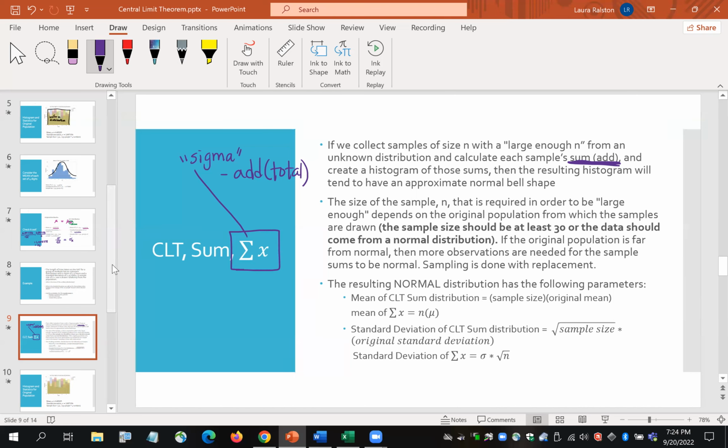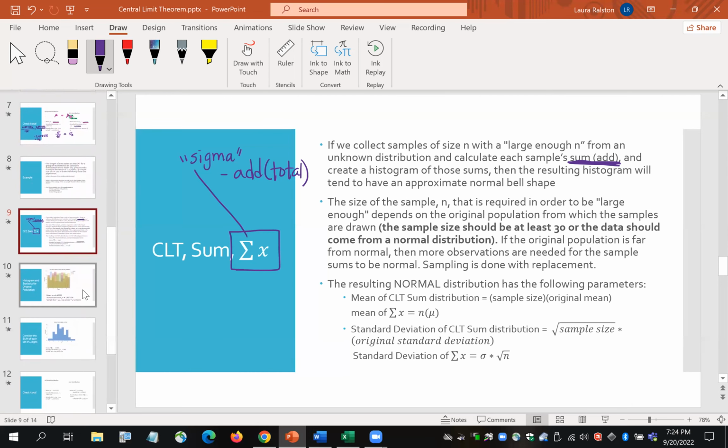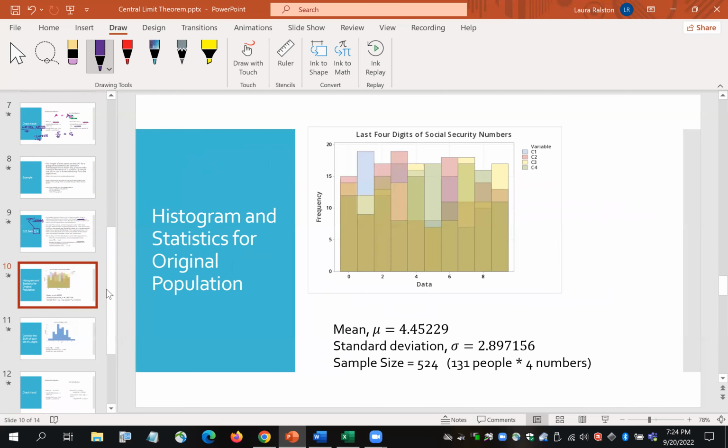But again, let me try to prove it to you so you can hopefully see that this does actually work. So if we go back to our Social Security example, we've already said that if we look at the 131 people, we have 4 digits each. So that's 524 individual digits that visually this graph had a uniform distribution.